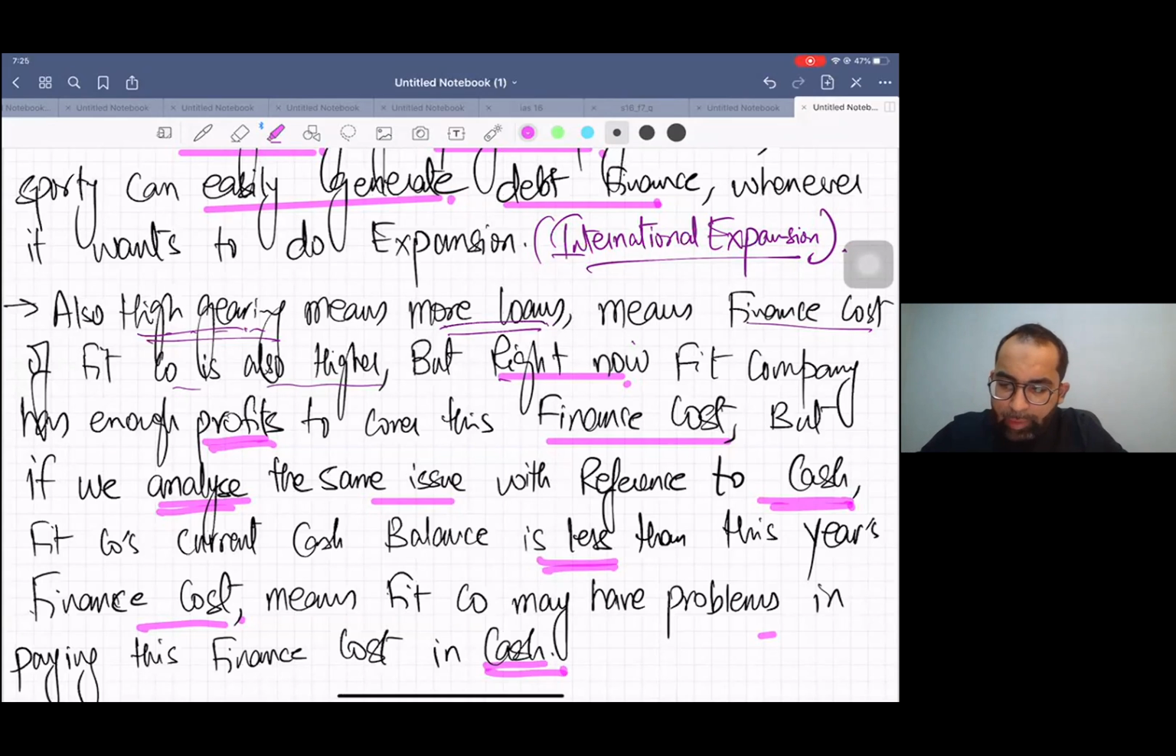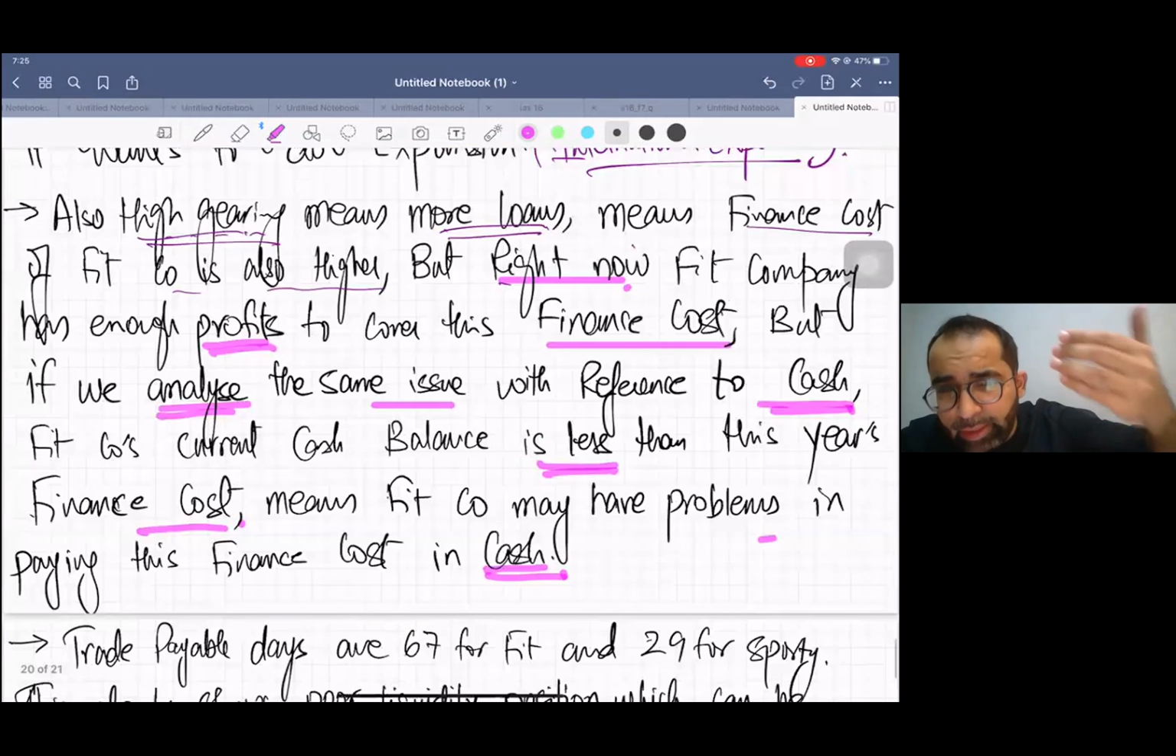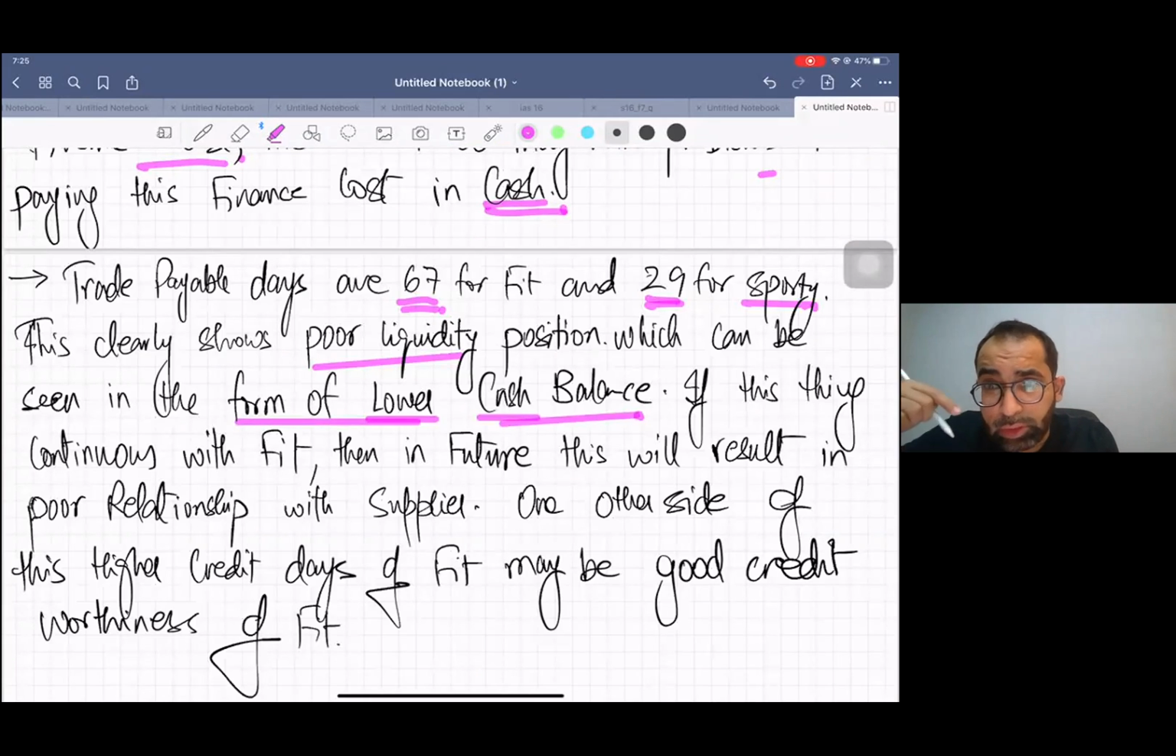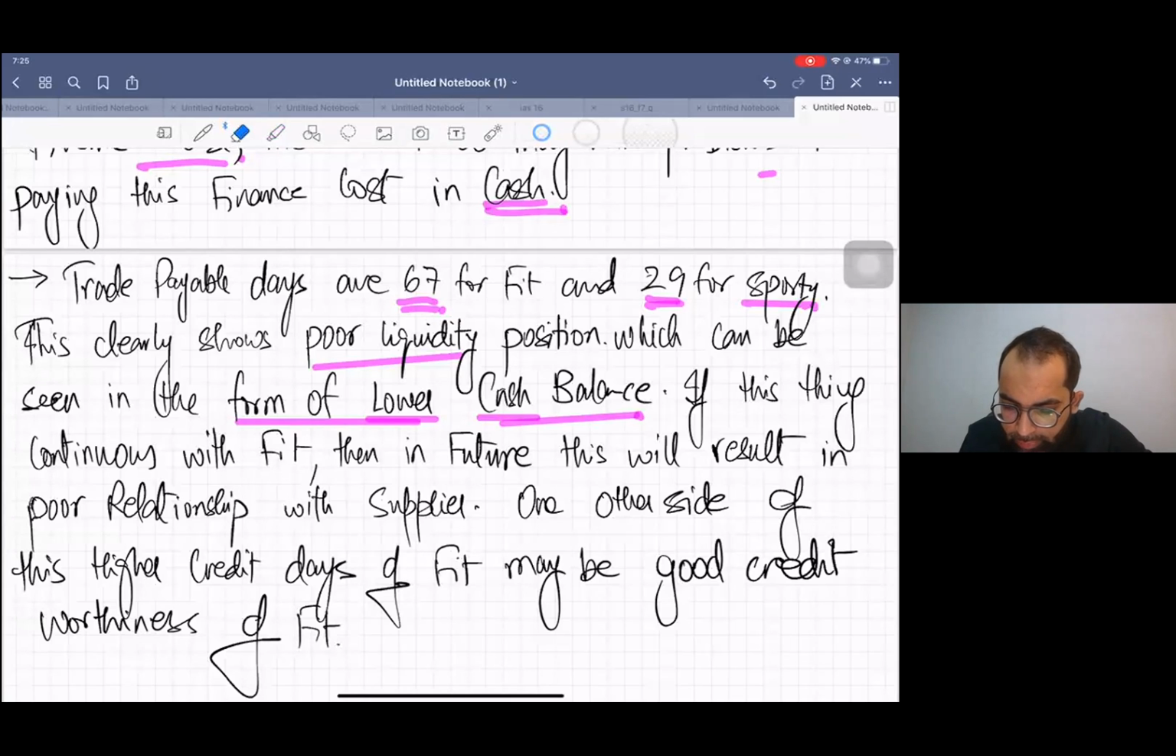Now, trade payable days are 67 for Fit and 29 for Sporty. This clearly shows poor liquidity. They are paying late, and paying late means poor liquidity, which can be seen in the form of lower cash balance. You see, you immediately gave the evidence that poor liquidity is because of low cash balance, right? If this thing continues with Fit, then in future this will result in poor relationship with suppliers.